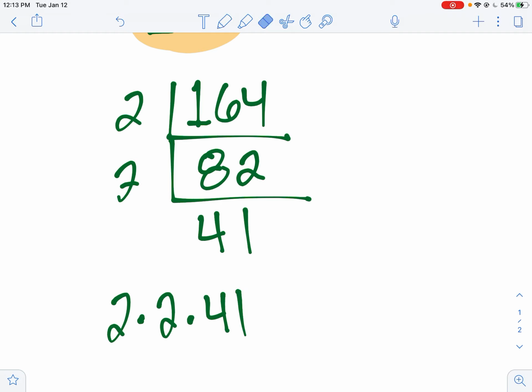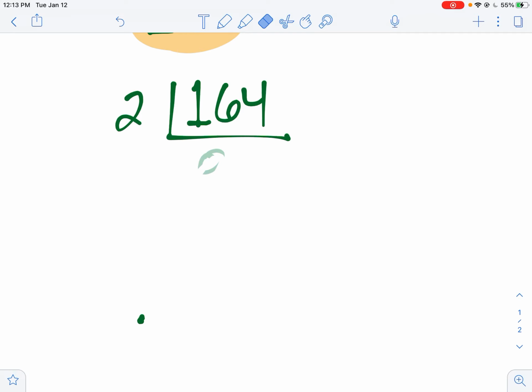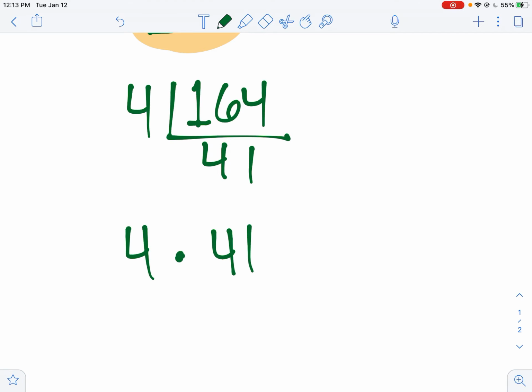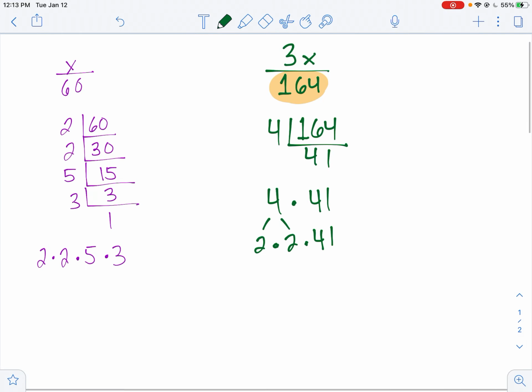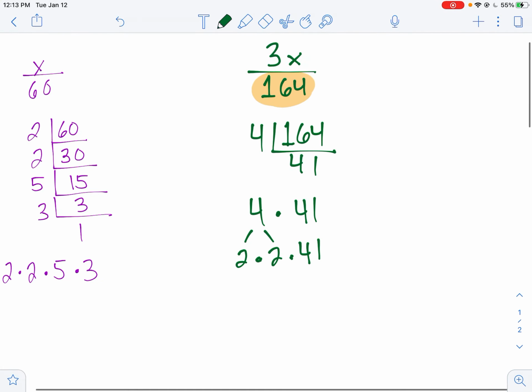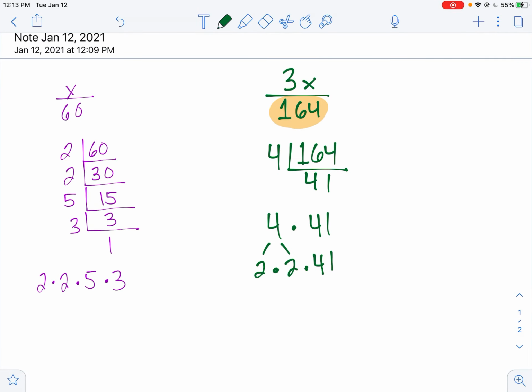And the beauty of this method is that some people are like, well, say you want to start with 4. Sure, I could do that. Divide that by 4, and I get 41. So I get 4 times 41. And I'm thinking, well, the 4, I can do 2 times 2 times 41. It's a lot easier to break it down this way, I find. That's why I like this ladder method. Some people like factor trees. I find this very helpful.